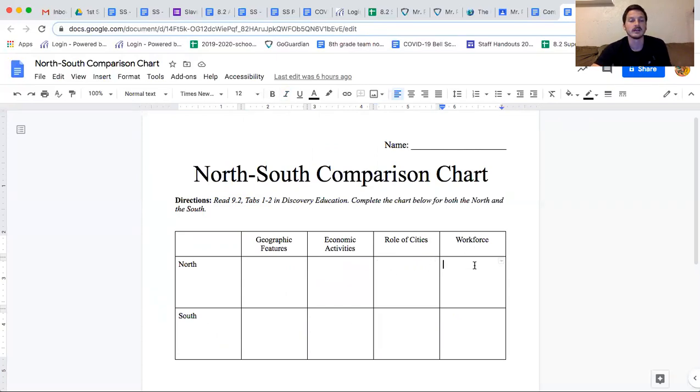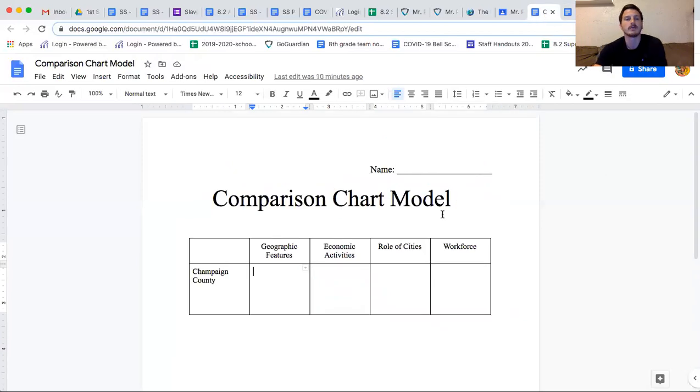And then how did that impact the types of workers that came? So you're going to see hopefully how each one is a cause and effect down the line. And then you'll see how the South, because they had different geographic features, had a different development for the way that it took shape. Okay. So I'm going to model that real quick, but with Champaign County. So when you do the assignment, you're not doing it on Champaign County.